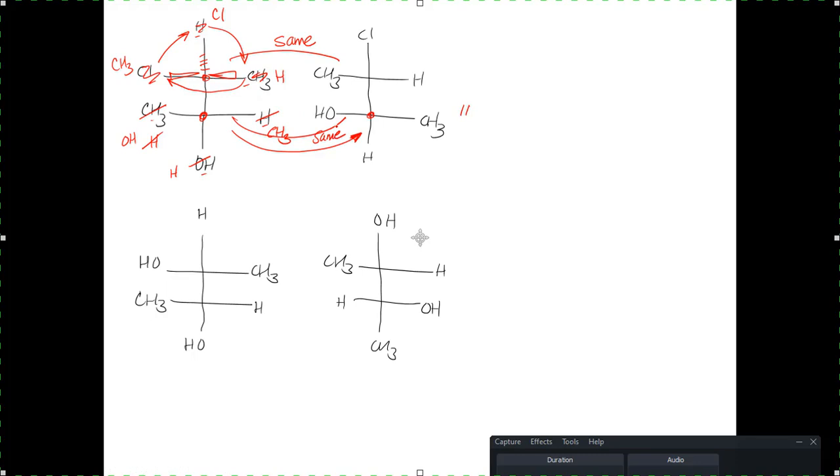Okay. So since they have the same configuration in both the top and bottom carbon, what does that mean? That means these molecules are the same, but they are not meso.